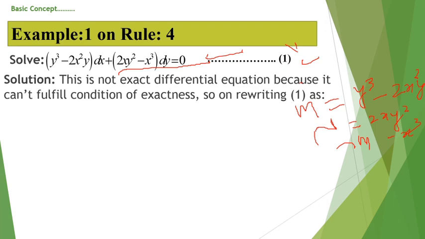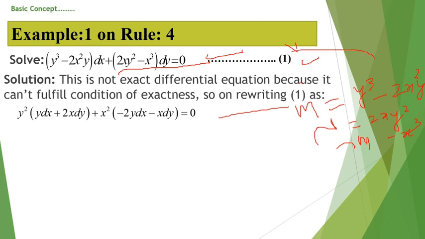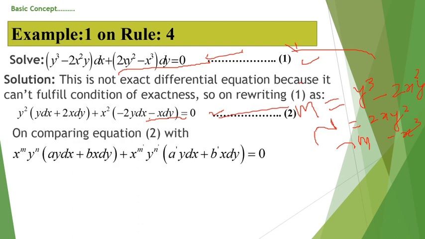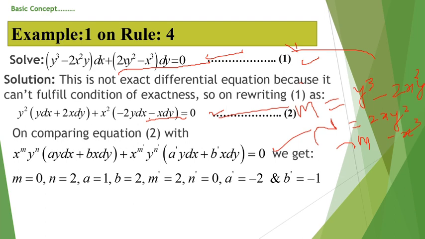So we can rewrite this equation as y square into (y dx plus 2x dy) plus x square into (minus 2y dx minus x dy) is equals to 0. Let it be equation number 2. Now on comparing it with the standard equation, what do we get? We can get the value of m, n, a, b, m dash, n dash, a dash, b dash. These all are the values.